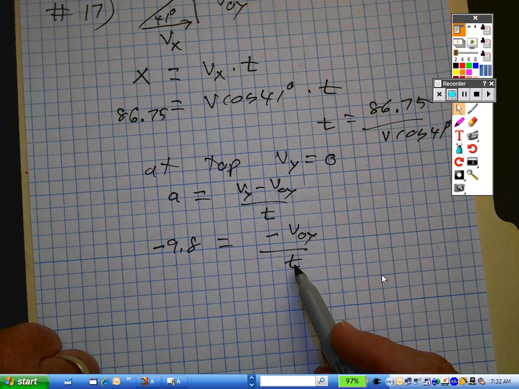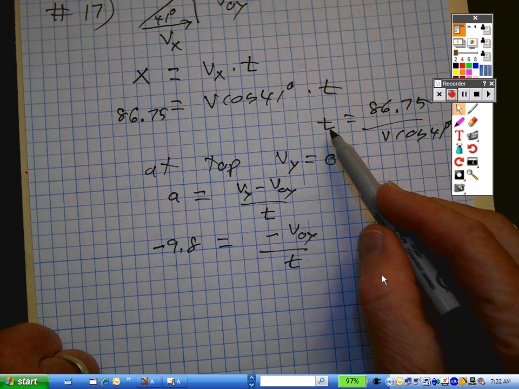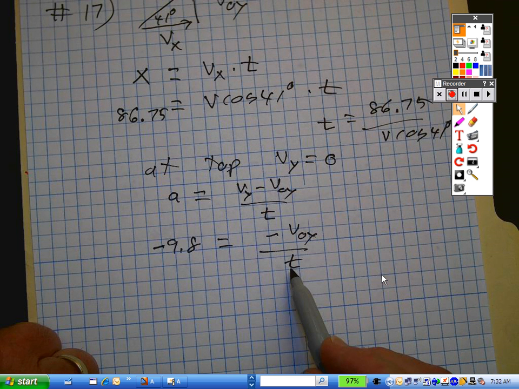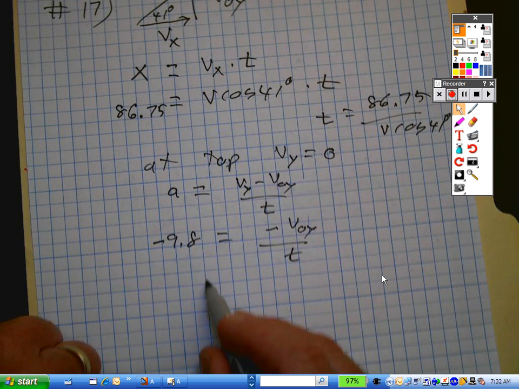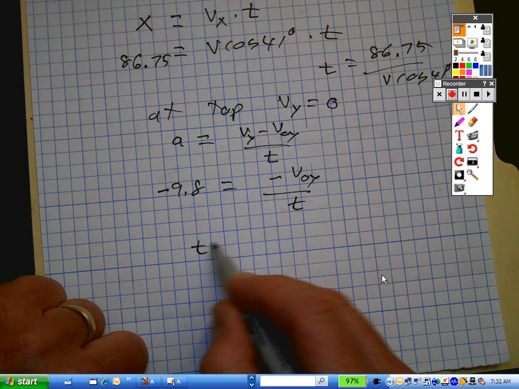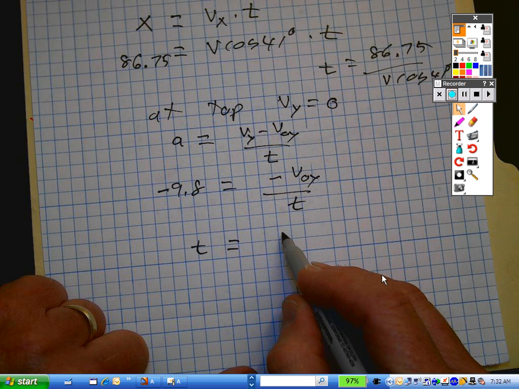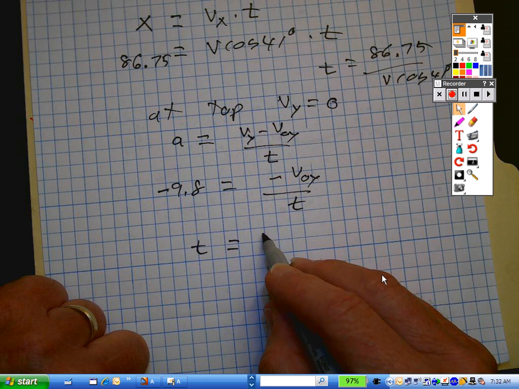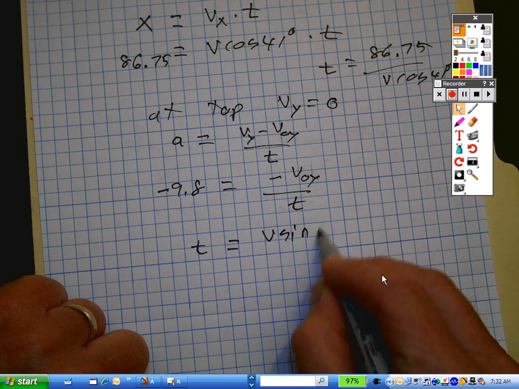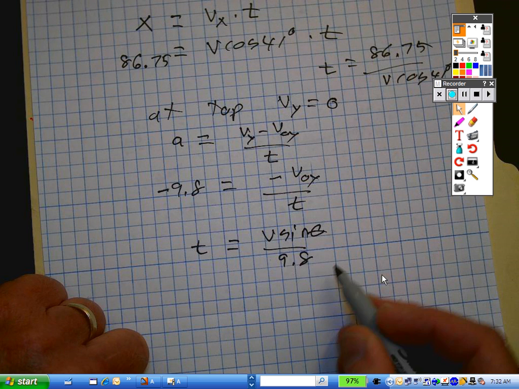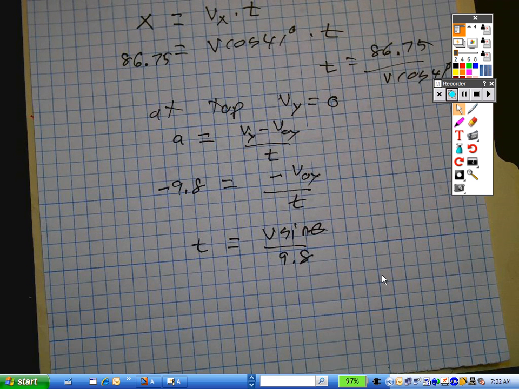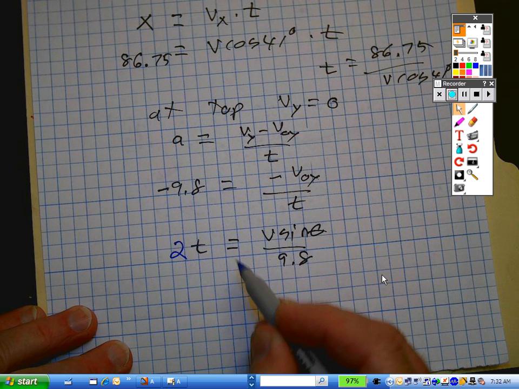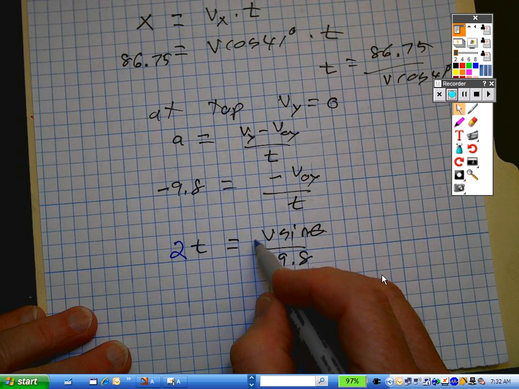Notice the important thing about this t. This t is not the same as this t. What we could do is the old switcheroo could be useful. Then you would get t equals v0y, which is v sine theta, over 9.8. Then what you could do after that, and we're almost done with what hints I can give you, I could double this time, so I could put a 2 there, and I could put a 2 there.